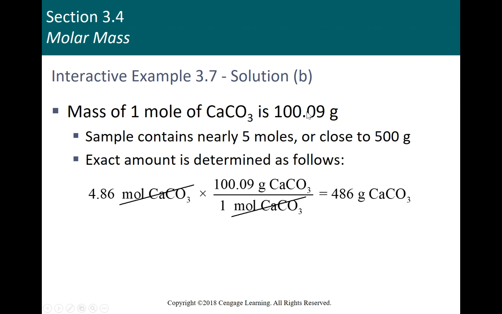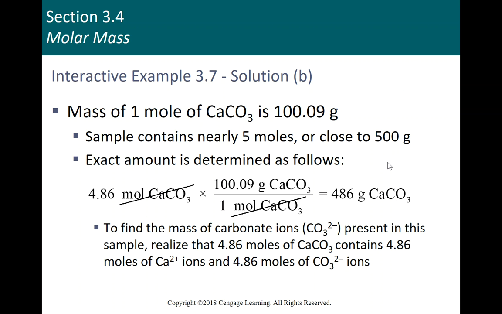To determine the exact amount, we're going to put that into a dimensional analysis, 4.86 moles of calcium carbonate, and then you can set up the molar mass as a unit factor. Notice here that since moles is in our given, we want moles on the bottom because we want it to cancel out. So we know that 1 mole of calcium carbonate is equivalent to 100.09 grams of calcium carbonate. When we solve, we come up with an answer close to 500, just like we predicted.